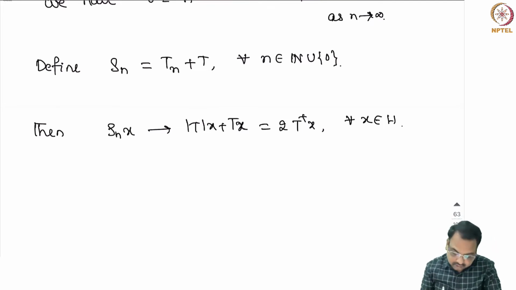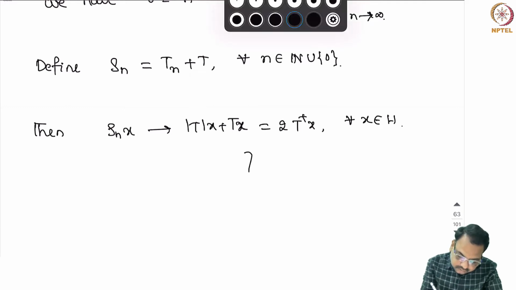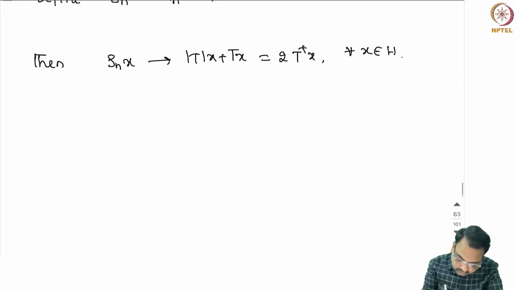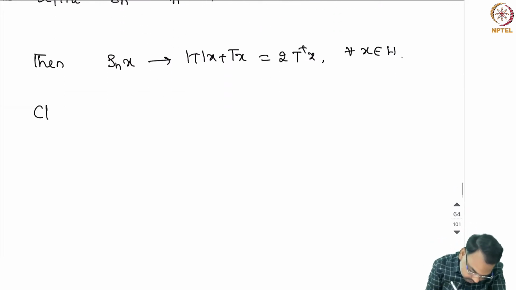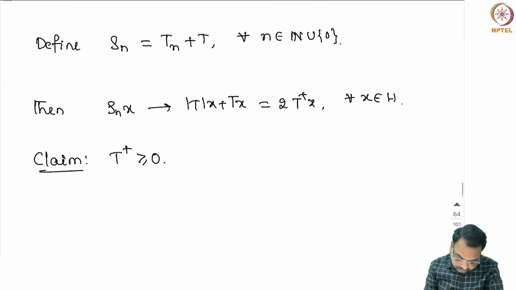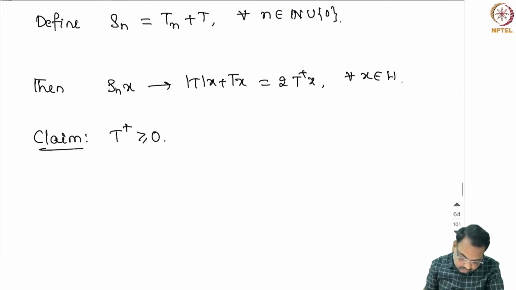Now we want to actually show that T plus is positive. So the claim is T plus is positive. From this we can also show that T minus is positive.